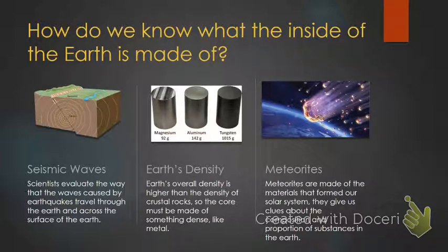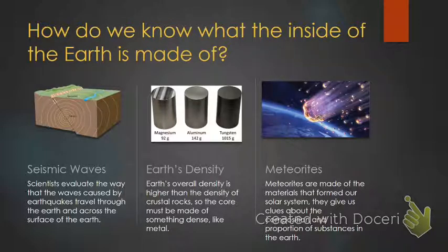Well, there's seismic wave information, which is whenever we gather information about how waves travel through the Earth, where they can travel to, where they can't travel to. The other thing is that we've realized that Earth's overall density is higher than the density of just the crustal rocks. So if the density of the whole Earth is greater than what it would be if it was just crustal rocks, then we know that whatever is in the center of the Earth has to have more mass than what is at the surface.